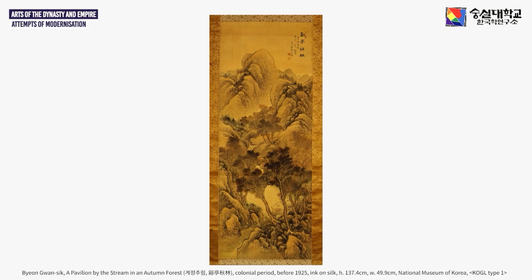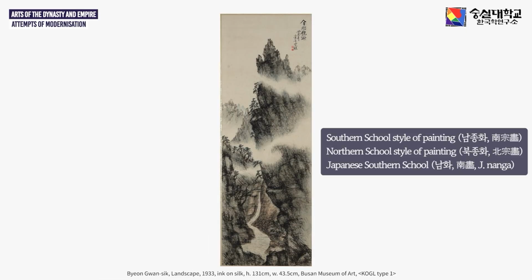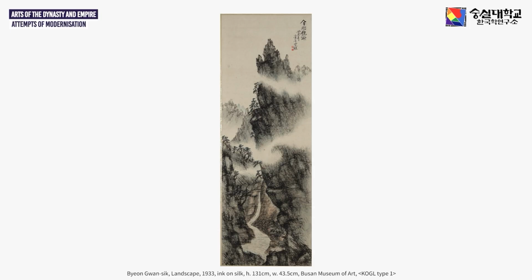Another noteworthy artist is Byun Kwan-sik, whose landscapes demonstrate a similar blending of tradition and modernity. Byun Kwan-sik began his formal training in ink painting in 1917, enrolling in the Seoha Misulhue like Lee Sang-bum. Byun was a grandson of Jo Seok-jin and was greatly impacted by his grandfather's painting style. Byun went on to train in Japan from 1925, and his works displayed a hybrid of the Southern and Northern schools and the new Japanese Southern school that incorporated Western techniques.